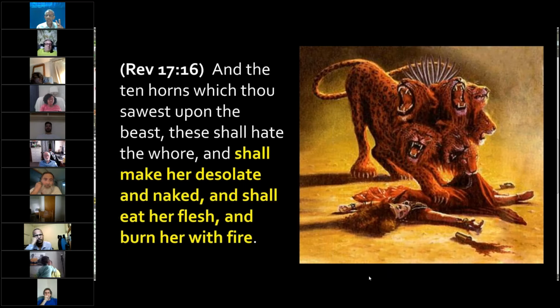But what we see is that they are in a romantic relationship, if you can call it that. They are in an adulterous relationship. Two things are mingling that don't have any right to be mingling. And so she has a great deal of influence over the beast. She's manipulating the beast, if you wish. Or maybe the beast is humoring her. Because at the end, the beast turns against this woman and destroys her. So this is what the Bible says.